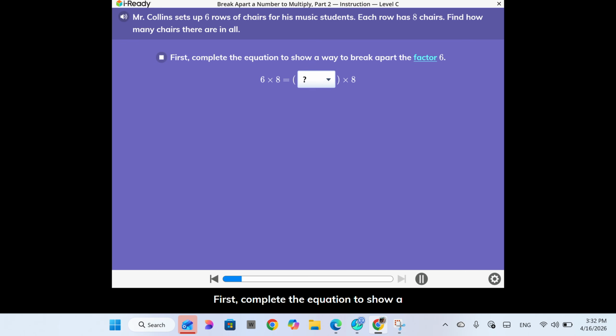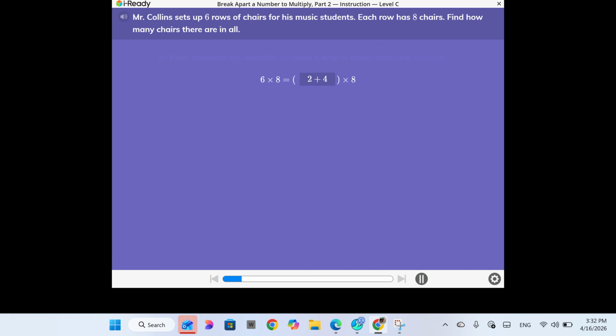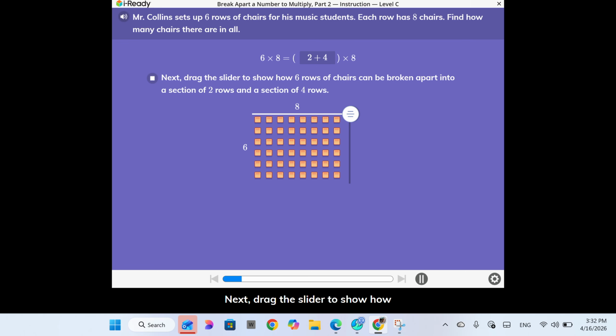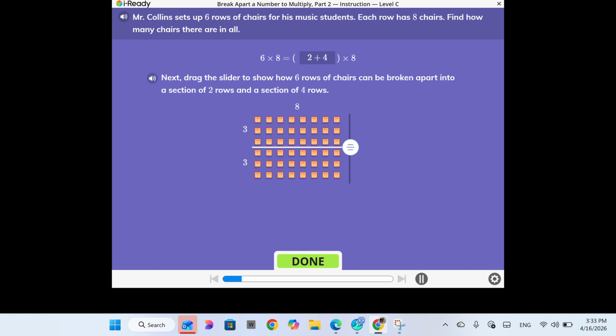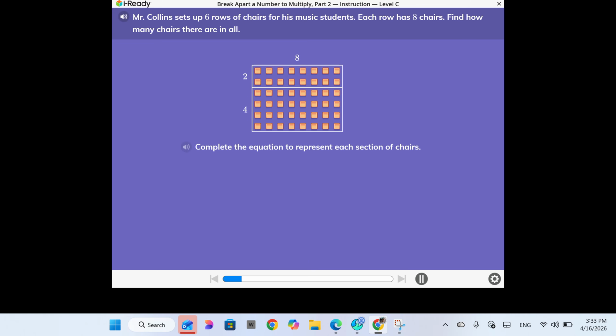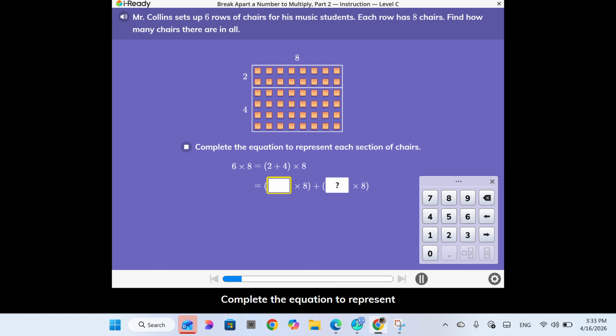First, complete the equation to show a way to break apart the factor 6. Next, drag the slider to show how 6 rows of chairs can be broken apart into a section of 2 rows and a section of 4 rows. Complete the equation to represent each section of chairs.